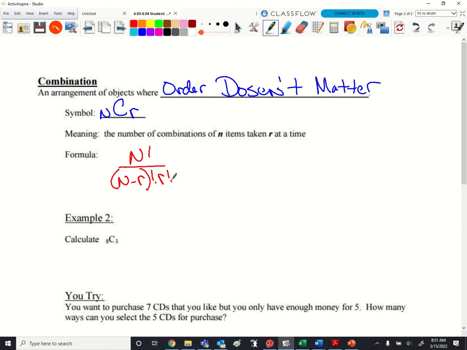So that's the new formula? Yes, a different formula. For order that doesn't matter? Order does not matter.